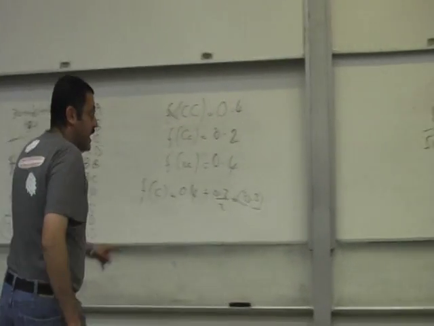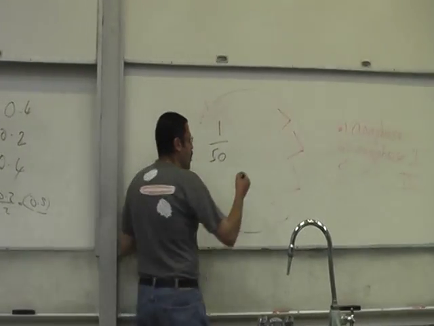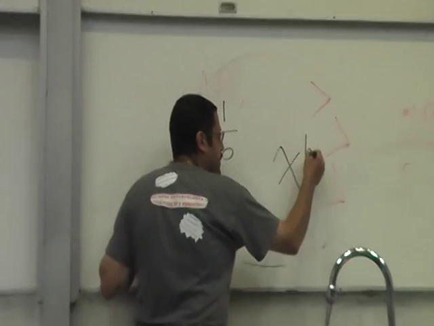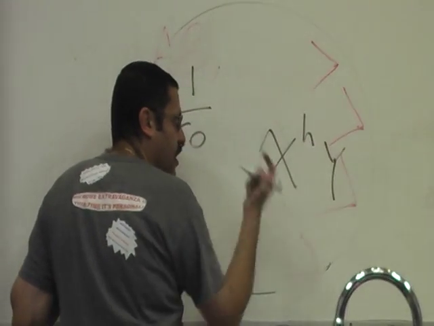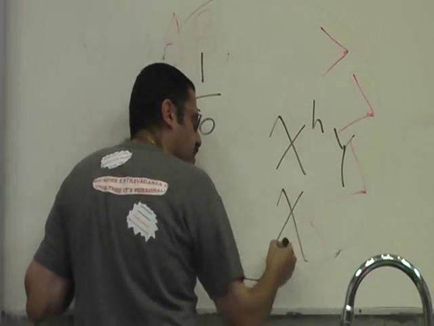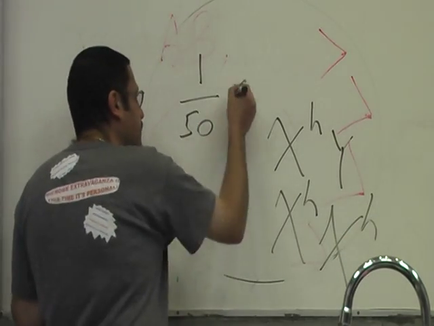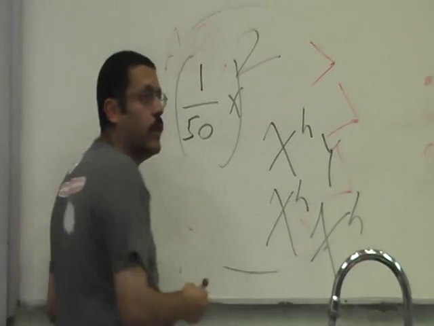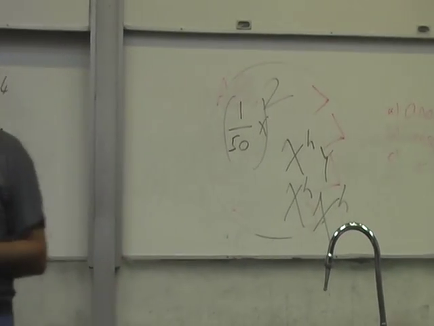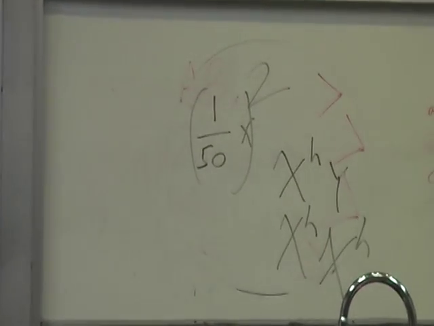Because if it's a male that is affected, all you need is one X with hemophilia and the Y. For the female to be affected, you need a little h and a little h. So it's 1/50 squared, because she has to have 2 X's. Right?